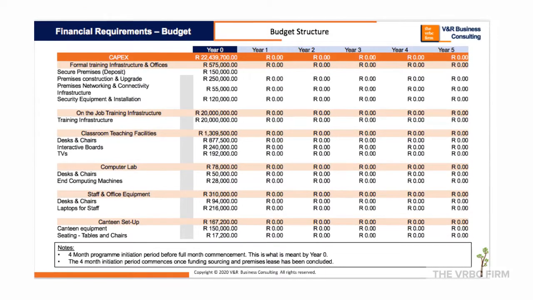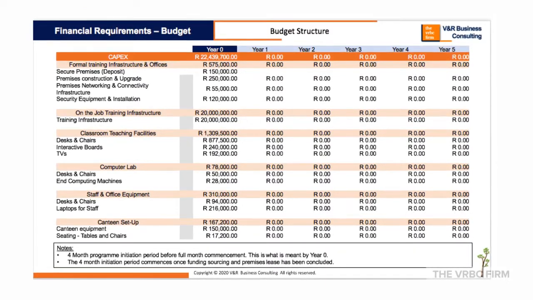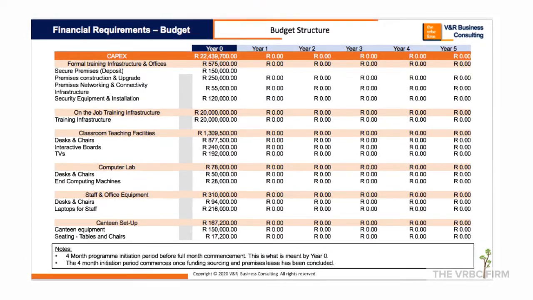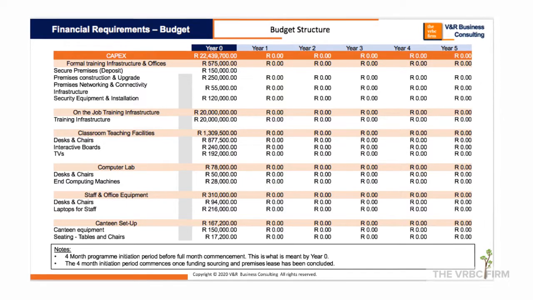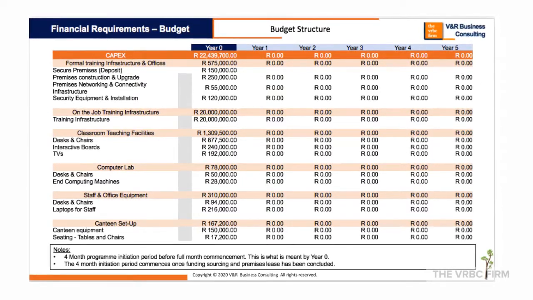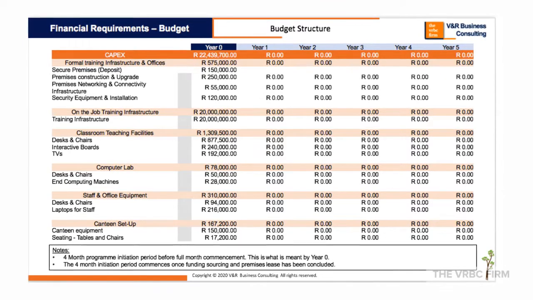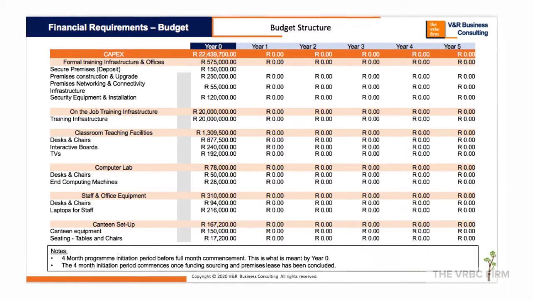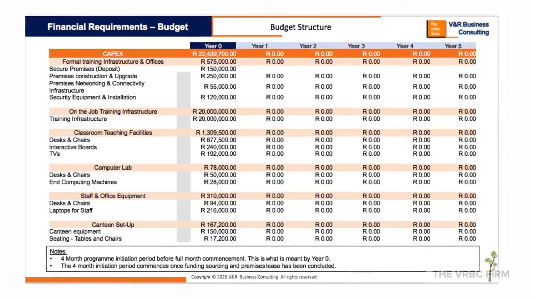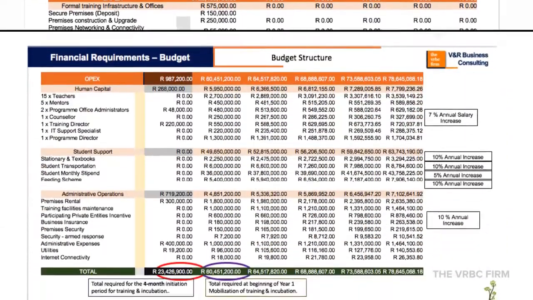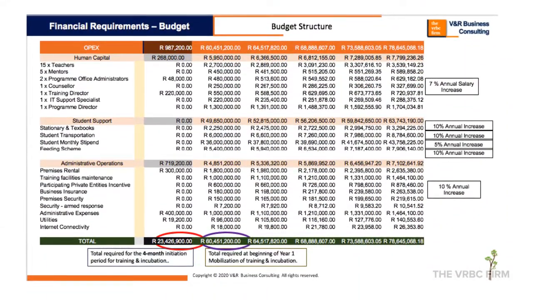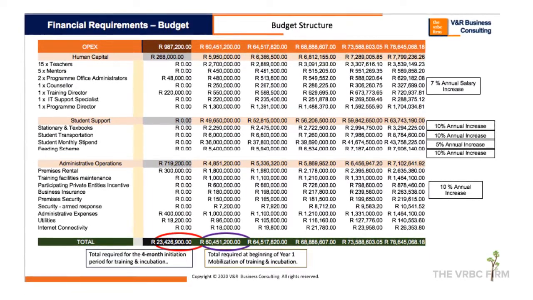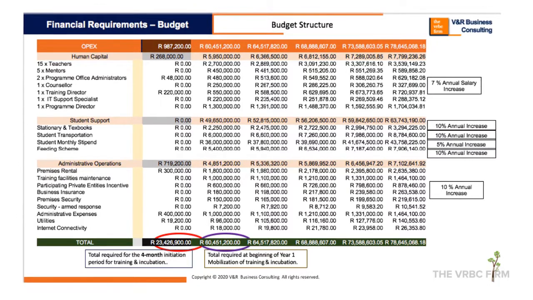Right, now we start building our budget model, starting with the capital expenditure. Then we move on to the operational expenditure, detailing all of the operational expenses as well as how these expenses are projected to evolve over a 5-year period.